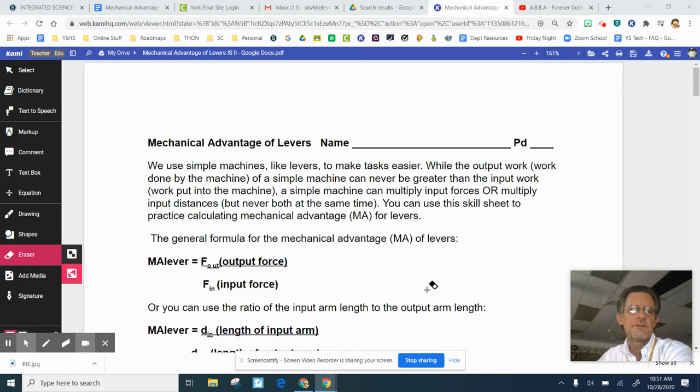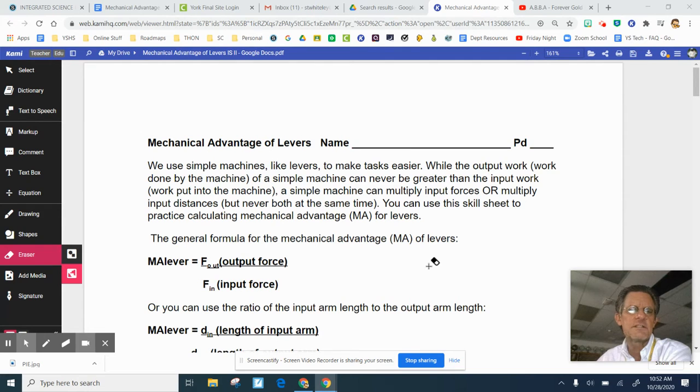Well, hello, my Integrated Science 2 class. I'm going to try to do a couple of these problems on the worksheet called Mechanical Advantage of Levers, and hopefully I'll do enough that you'll be able to finish this. We may split this into two screencasts, so we'll just see where we go here.